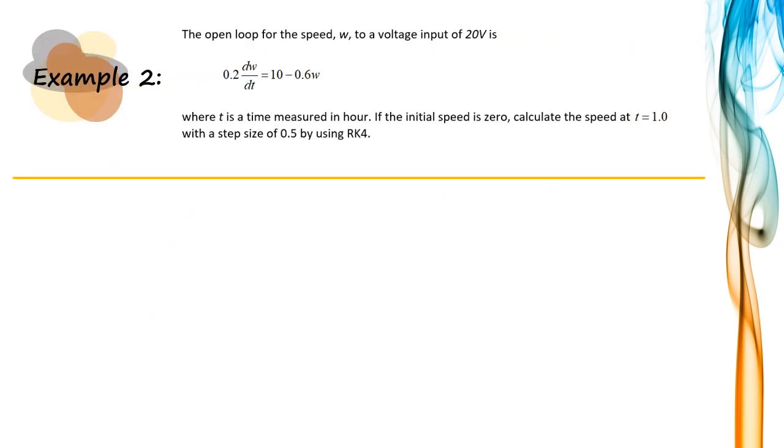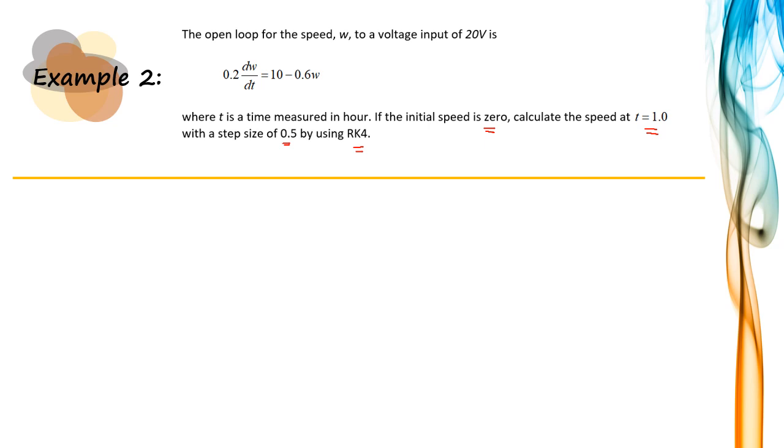Now, let's solve one application problem. So this is the problem. The open loop for the speed W to a voltage input of 20 volt is 0.2 dW/dt equal to 10 minus 0.6 W, where t is a time measured in hour. If the initial speed is 0, calculate the speed at t equal to 1 with a step size 0.5 by using RK4.